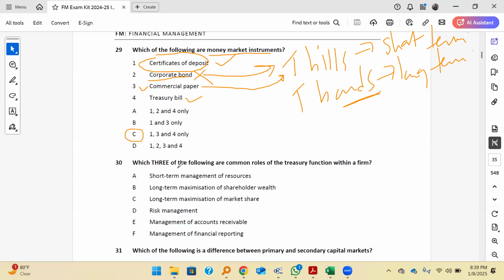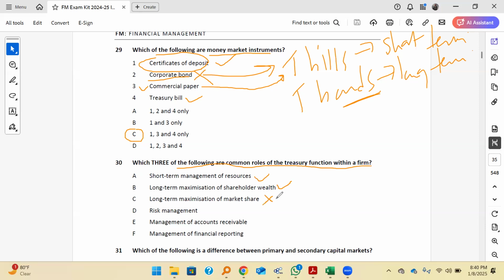So, which of the following are common roles of the treasury function within a firm? So, when it comes to treasury function, think about the finance department that you have where you work. What do they do? So those roles are usually similar. Short-term management of resources, that's okay. Long-term maximization of shareholder wealth, that is also what the finance manager and finance department will do. Long-term maximization of market share, that is not one of the roles.